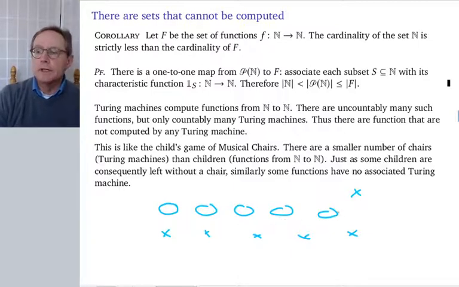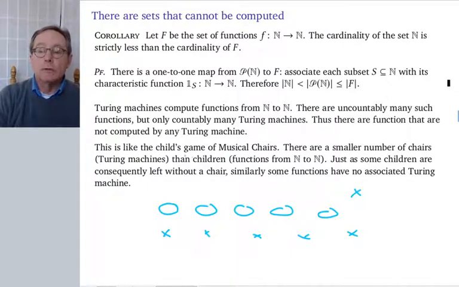And of course, there's 6 children, 5 chairs. There are more children than there are chairs. Some child goes without a chair. I don't know which child it is. Maybe it's this guy, maybe it's this guy. I don't know. But some child goes without a chair. It's just a counting argument. There are fewer chairs than children, so some child goes without a chair. So that's what we've got here. There's a smaller number of chairs than children, so some children are left without a chair.